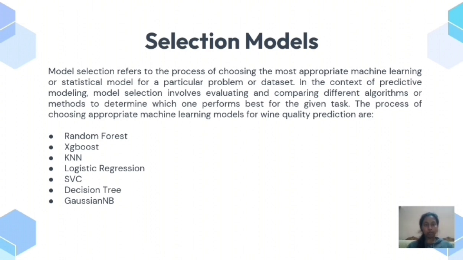The machine learning models considered for wine quality prediction are random forest, XGBoost, KNN, logistic regression, SVC, decision tree, and Gaussian NB.